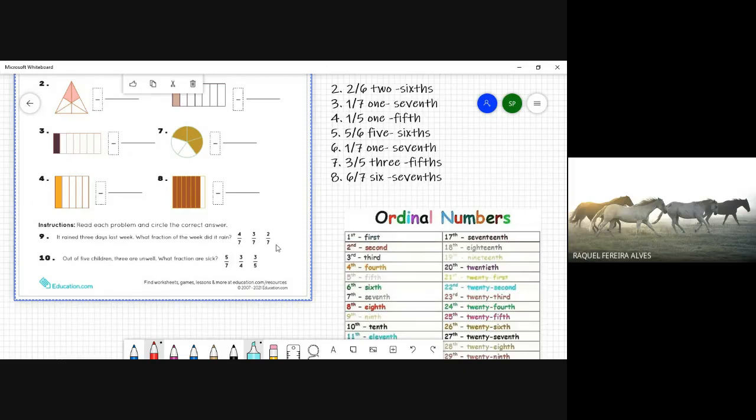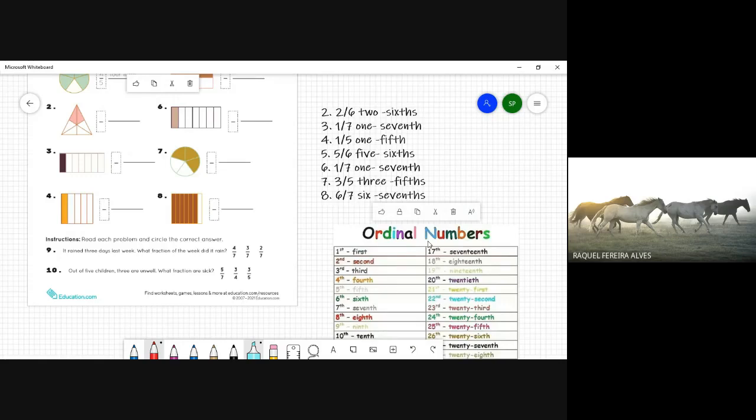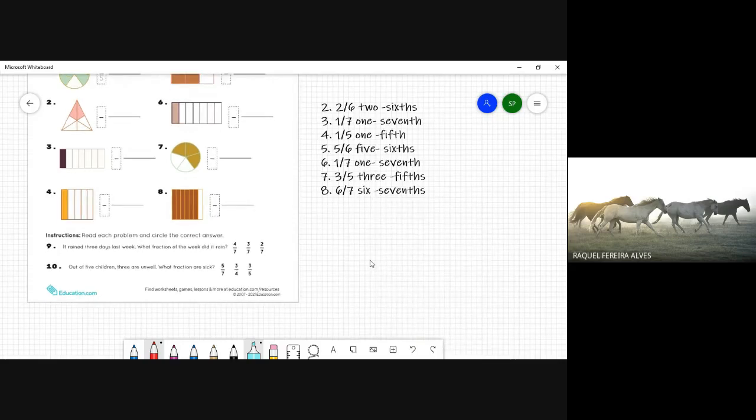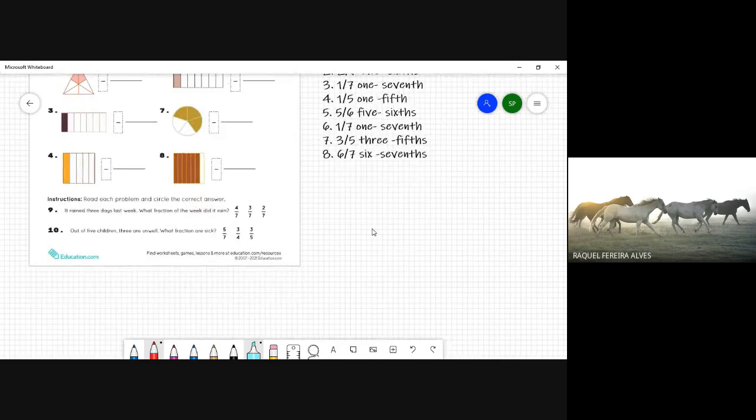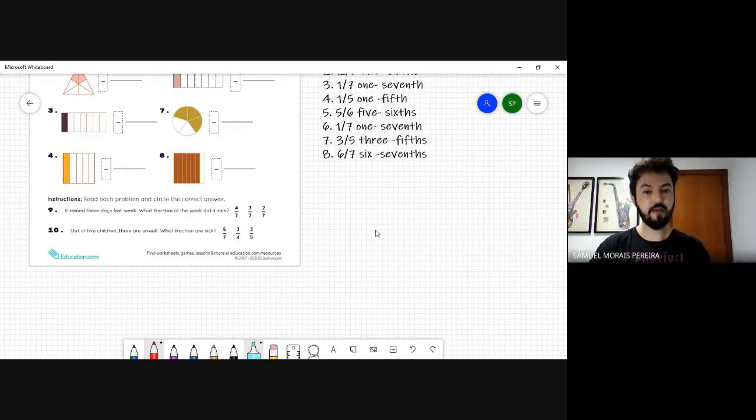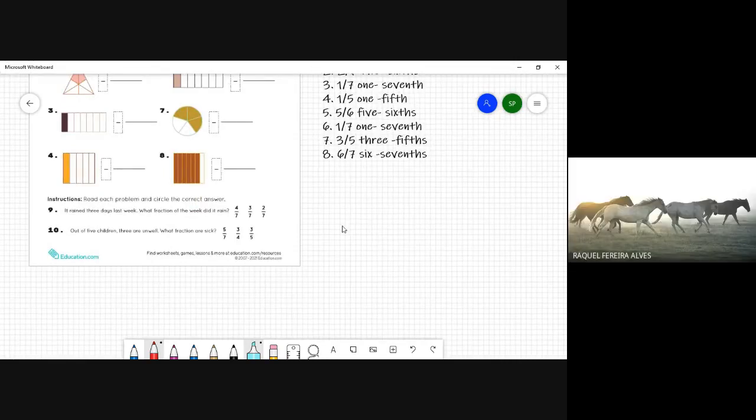Okay, it rained 3 days last week. What fraction of the week did it rain? 3/7. 3/7 com S, né? Com S.